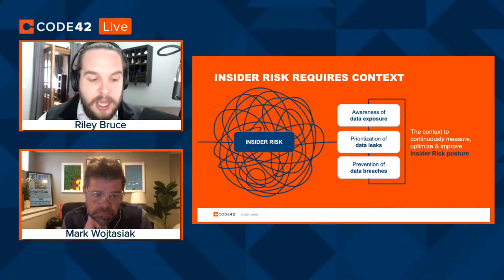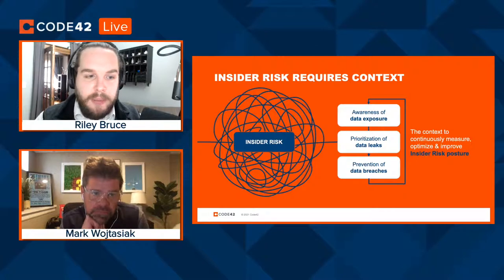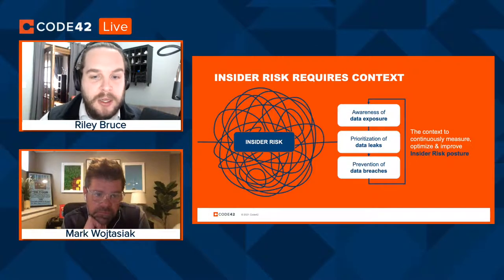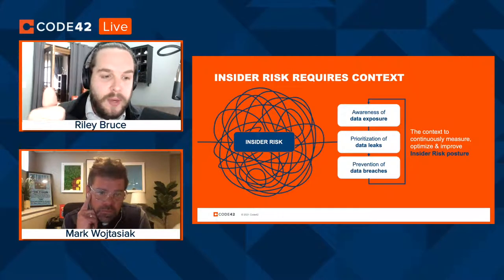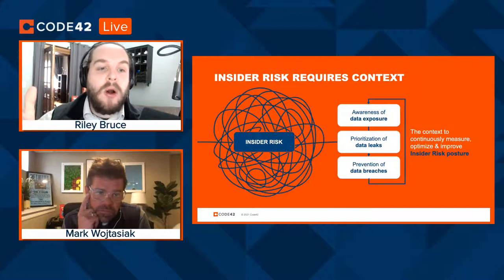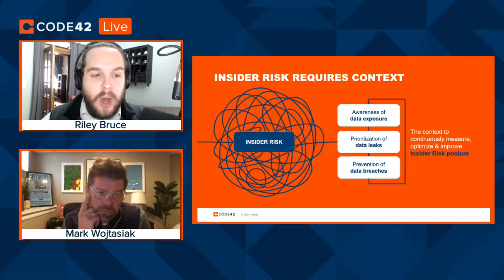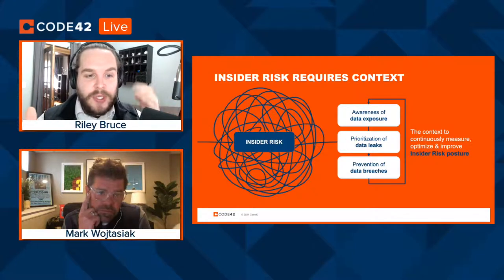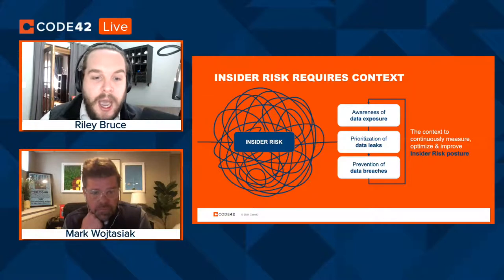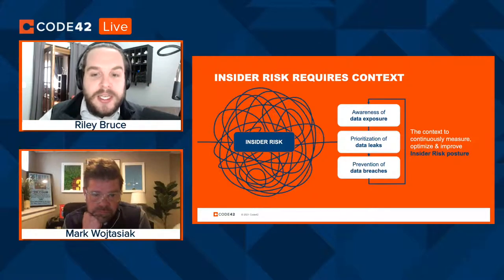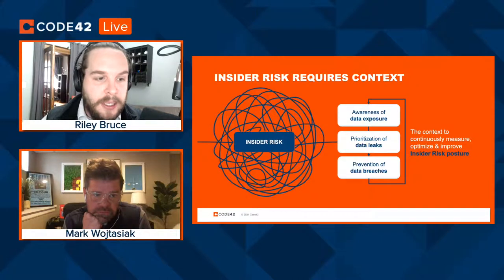And so that's really why context is so important here. Context includes things like who is the user, what is normal for this user, and also, you brought up the concept of trusted versus untrusted destinations. Is this going to a trusted destination, or is this going to a public destination that might be a problem?